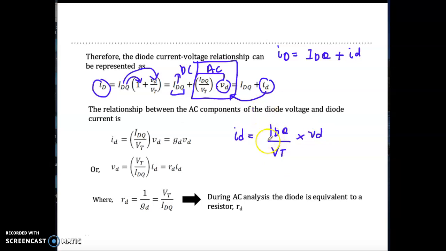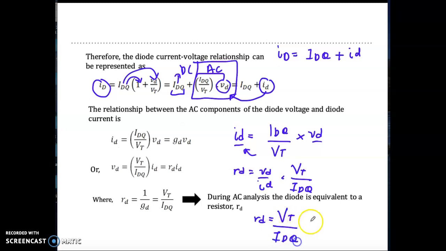Now what is the relation that we need to find? You need to define I and V, and relate them to become resistance. So you know by Ohm's law R equals V over I, right? So this is v_d and i_d. You just bring this one down and this one goes to the other side. So it becomes V_t over I_DQ. This is the final equation that we want during the AC analysis.